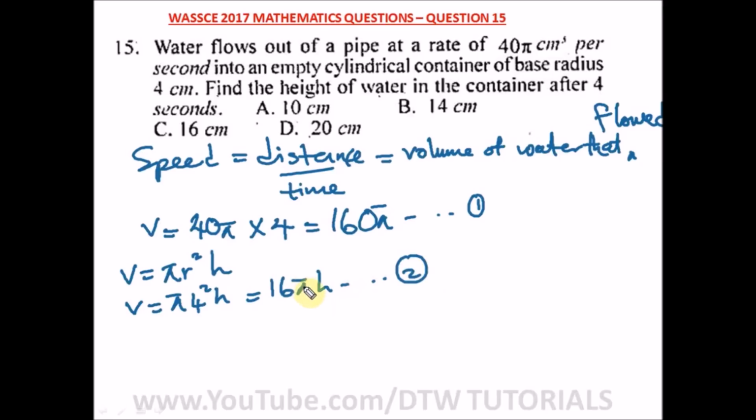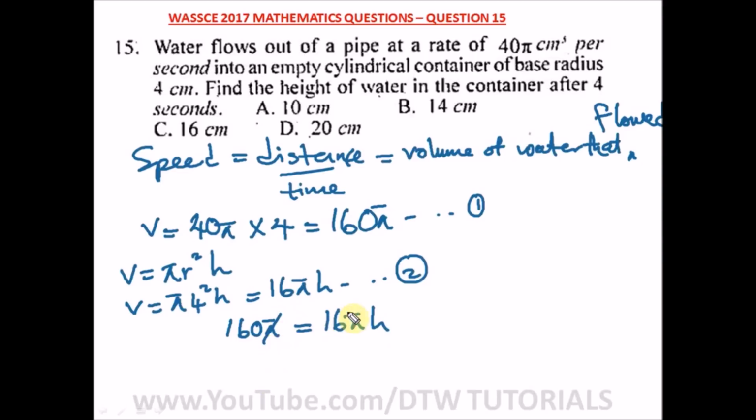All we need to do to get the height is to equate equation 1 and equation 2, which is the volume of water that flowed out of the pipe into the container and the volume of the cylindrical container. So we have 160 pi is equal to 16 pi h, because it's the same thing. The volume of water that flowed out is equal to the volume of water in the container. That's why we're equating this.